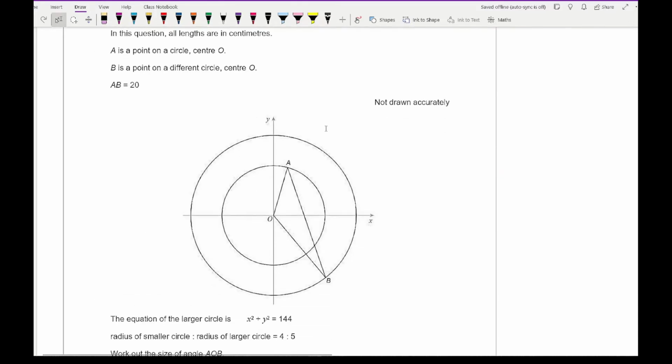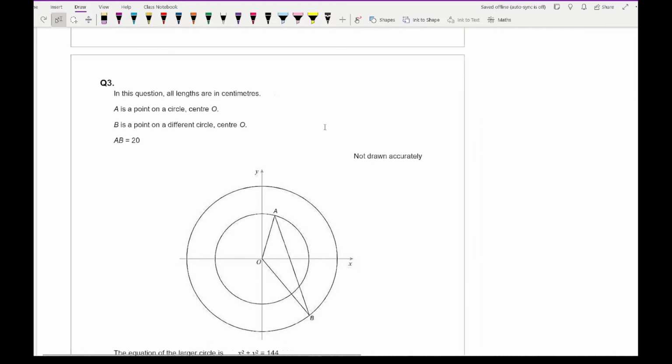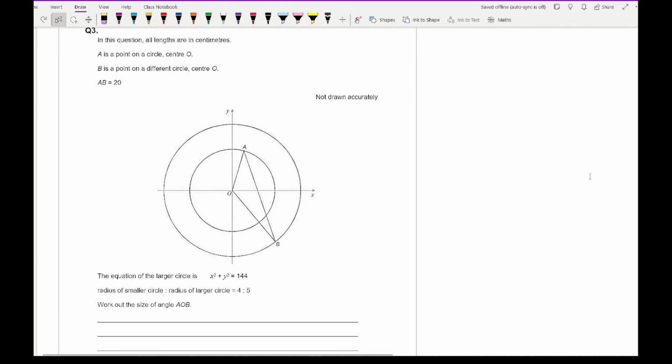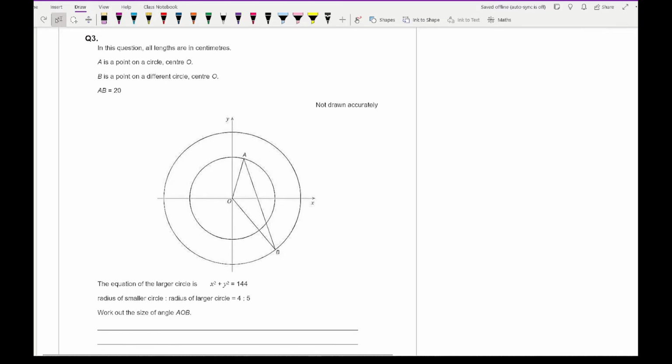Moving on to question 3. Let me just zoom out a little bit, and there we go, let's try and get the whole question on the screen. It says, in this question, all lengths are in centimetres. A is a point on the circle with centre O, and B is a point on a different circle with centre O, and AB is 20. The equation of the larger circle is x squared plus y squared equals 144, and the ratio of the radius of the smaller circle to the radius of the larger circle is 4 to 5. And the question is asking us to work out the size of angle AOB.